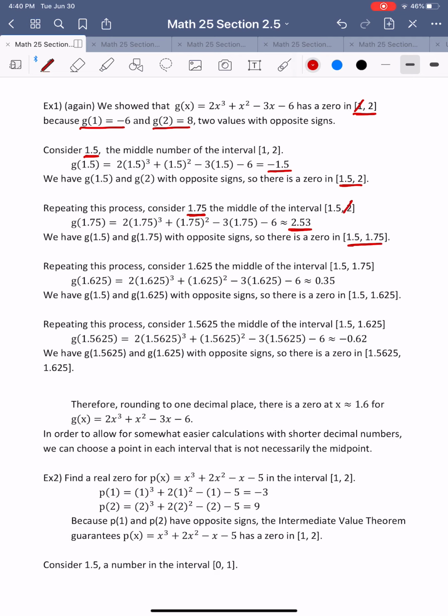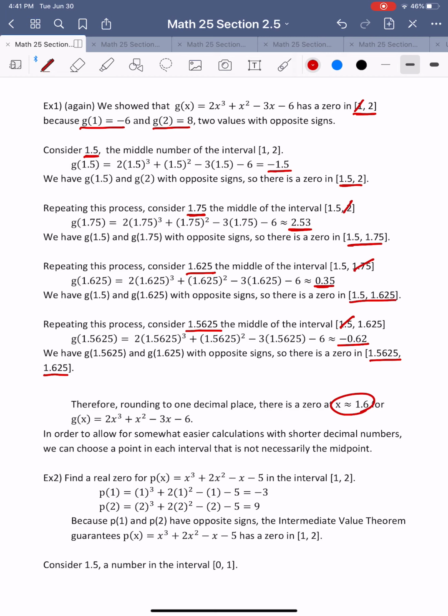Now for a number between 1.5 and 1.75, I'm using 1.625. That gives us a positive, so instead of 1.75, I'm using 1.625. And then to find a number closer, I'm using 1.5625, which gives us a negative. So instead of 1.5, I'm using 1.5625 and 1.625. So we can say about 1.6 is going to be the zero in this case.